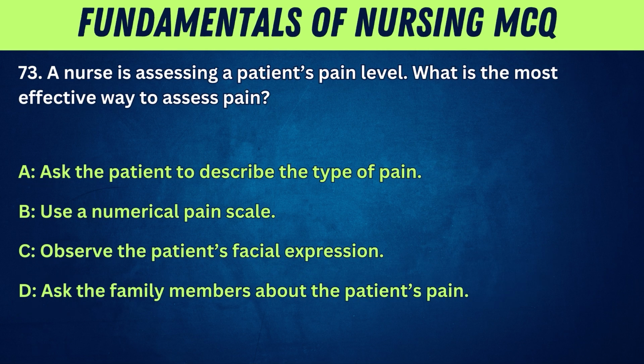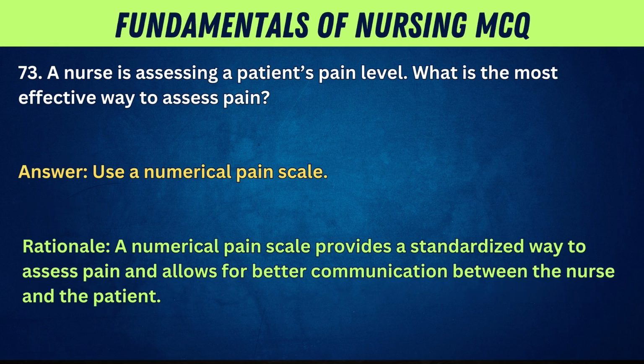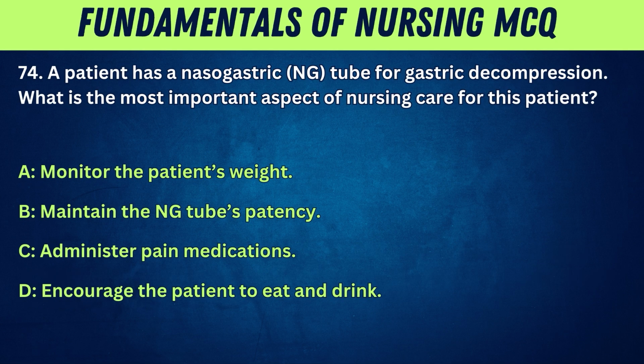73. A nurse is assessing a patient's pain level. What is the most effective way to assess pain? A. Ask the patient to describe the type of pain. B. Use a numerical pain scale. C. Observe the patient's facial expression. D. Ask the family members about the patient's pain. Answer. Use a numerical pain scale. Rationale. A numerical pain scale provides a standardized way to assess pain and allows for better communication between the nurse and the patient.